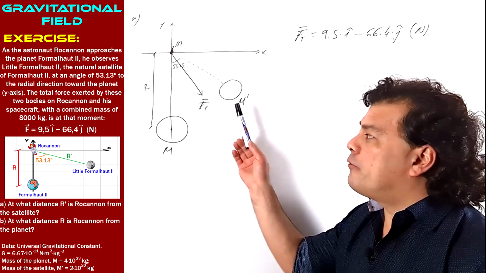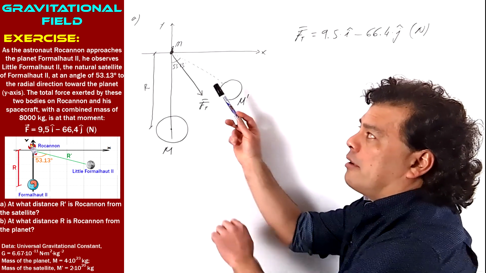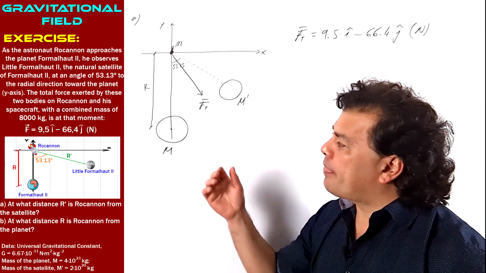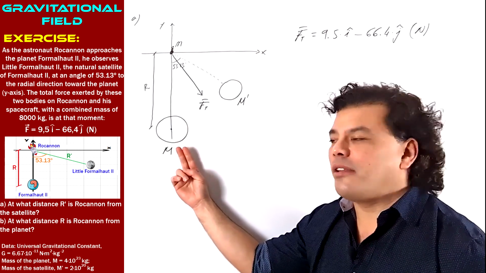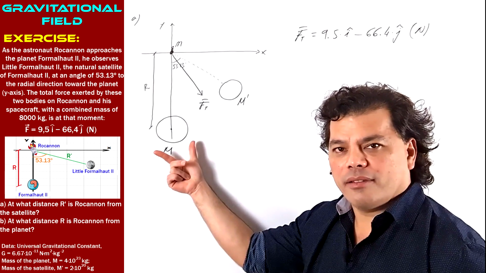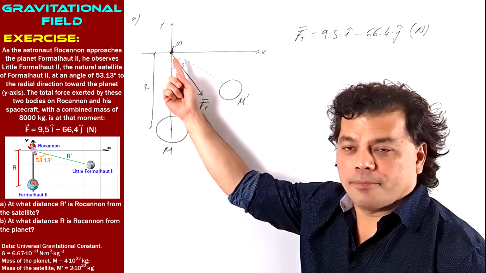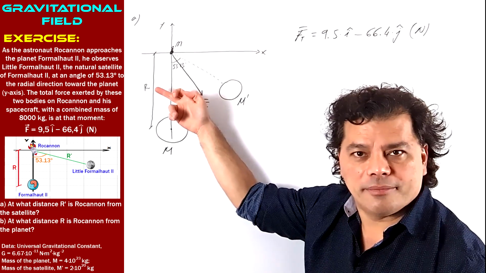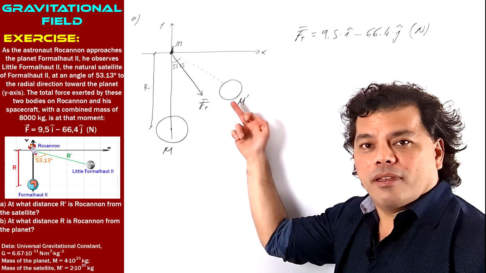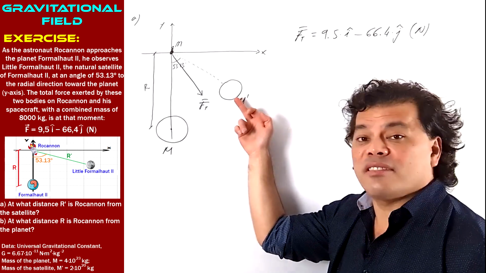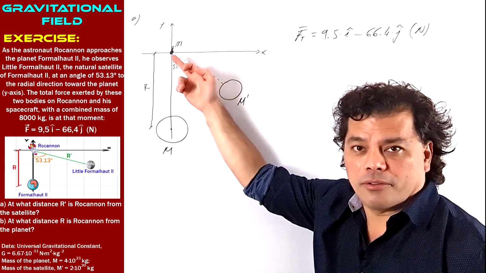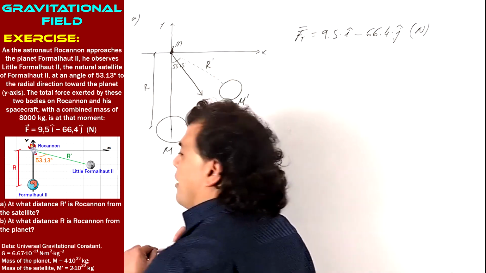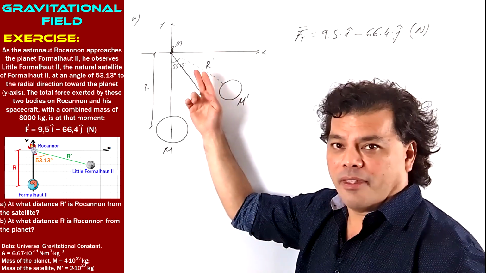We are given the total force these two bodies exert on our astronaut. What do you think about the following? The first thing we're going to do is calculate the force this planet exerts on our astronaut. Yes, we don't know the distance r, but we are dancing with it. Second step, let's calculate the force only the satellite exerts on our astronaut. And of course, we don't know the distance r prime, but we are dancing with it.